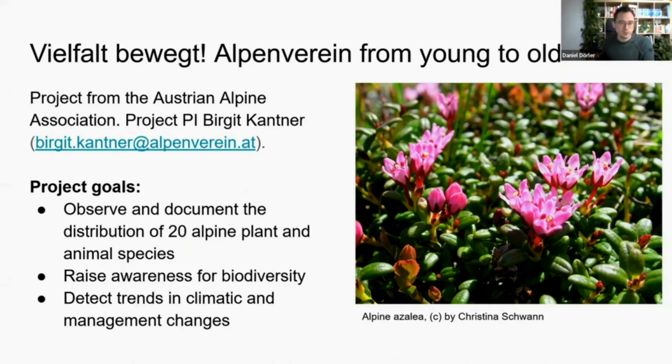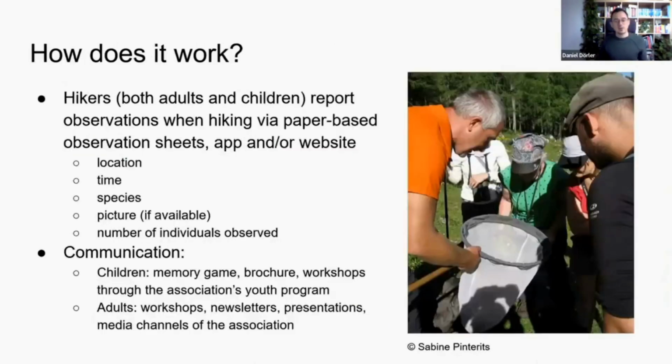The project goals of this project are to observe and document the distribution of 20 alpine plant and animal species above the tree line, also to raise awareness for biodiversity in the participants of the project, but also in the members of the Austrian Alpine Association, and also to detect trends in climatic and management changes. And how does it work now?